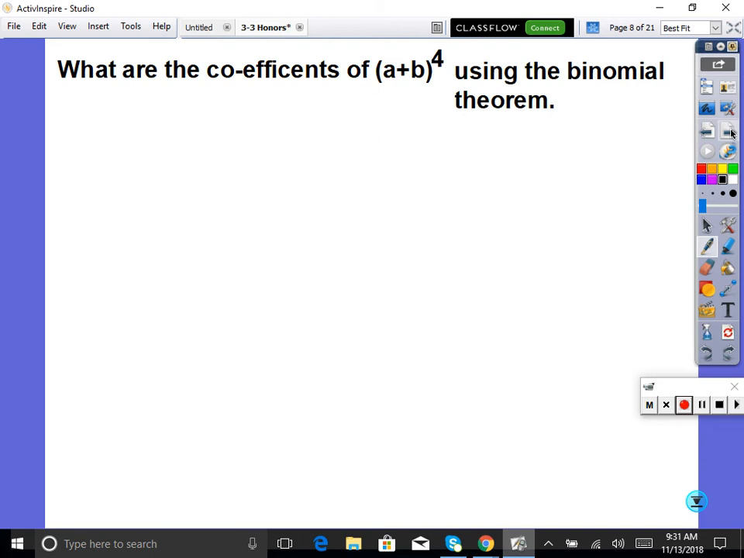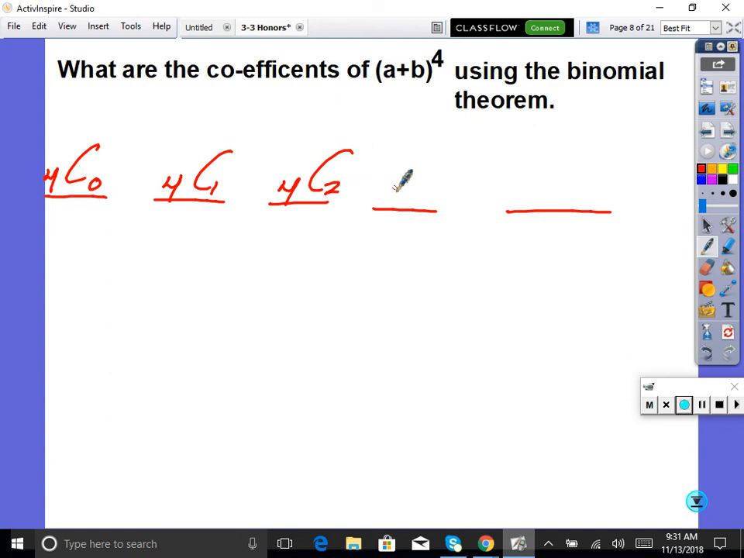So let's see if we're good with this one. It says, what are the coefficients of (a plus b) to the 4th using the binomial theorem? So what would you say? Degree 4 has 1, 2, 3, 4, 5 terms, doesn't it? So where do we start with? Degree 4, so that'd be 4 choose 0, 4 choose 1, 4 choose 2, 4 choose 3, and then 4 choose 4. Okay, awesome. Now from here we can calculate it.